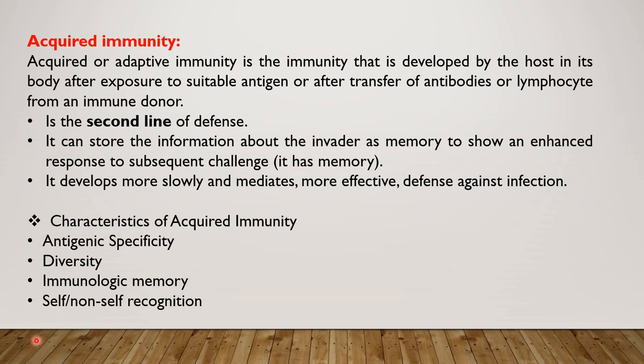Next type of immunity is acquired immunity. Acquired means adapting, and this immunity is also known as adaptive immunity. It is the immunity that is developed by the host in its body after exposure to a suitable antigen or transfer of antibodies and lymphocytes from an immune donor. It develops more slowly and mediates more effective defense against infection.